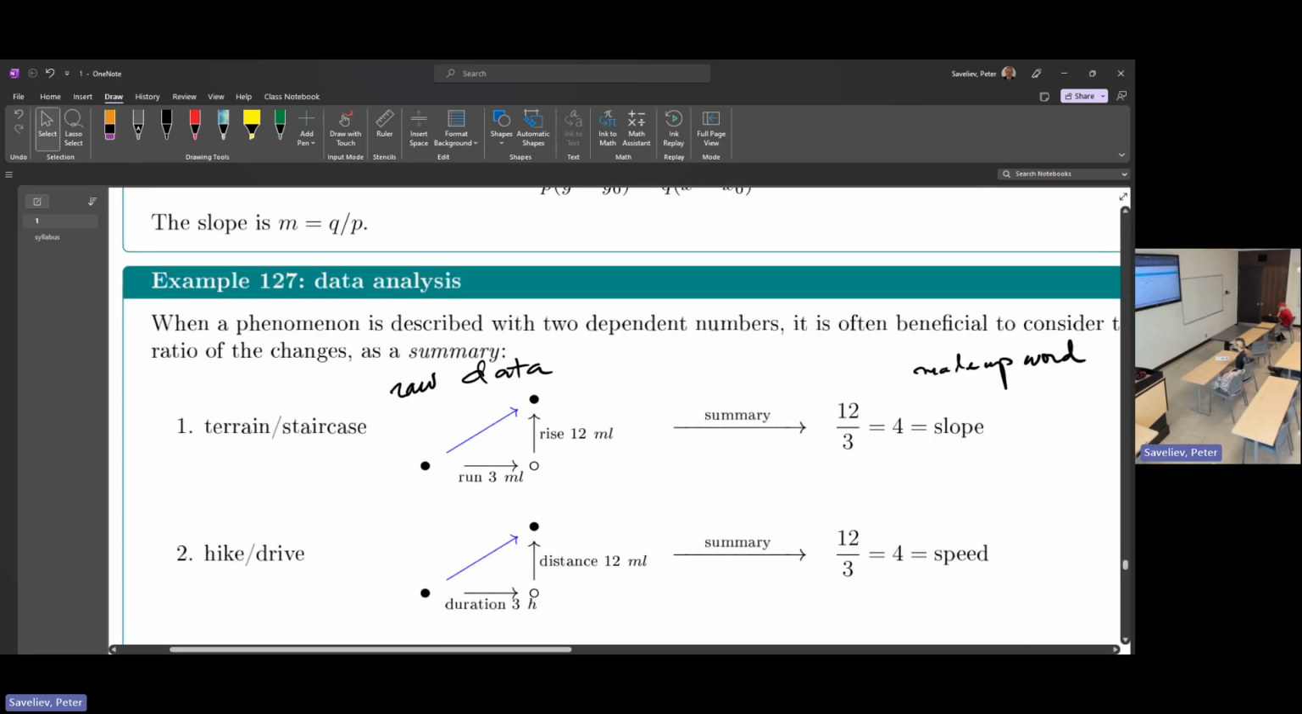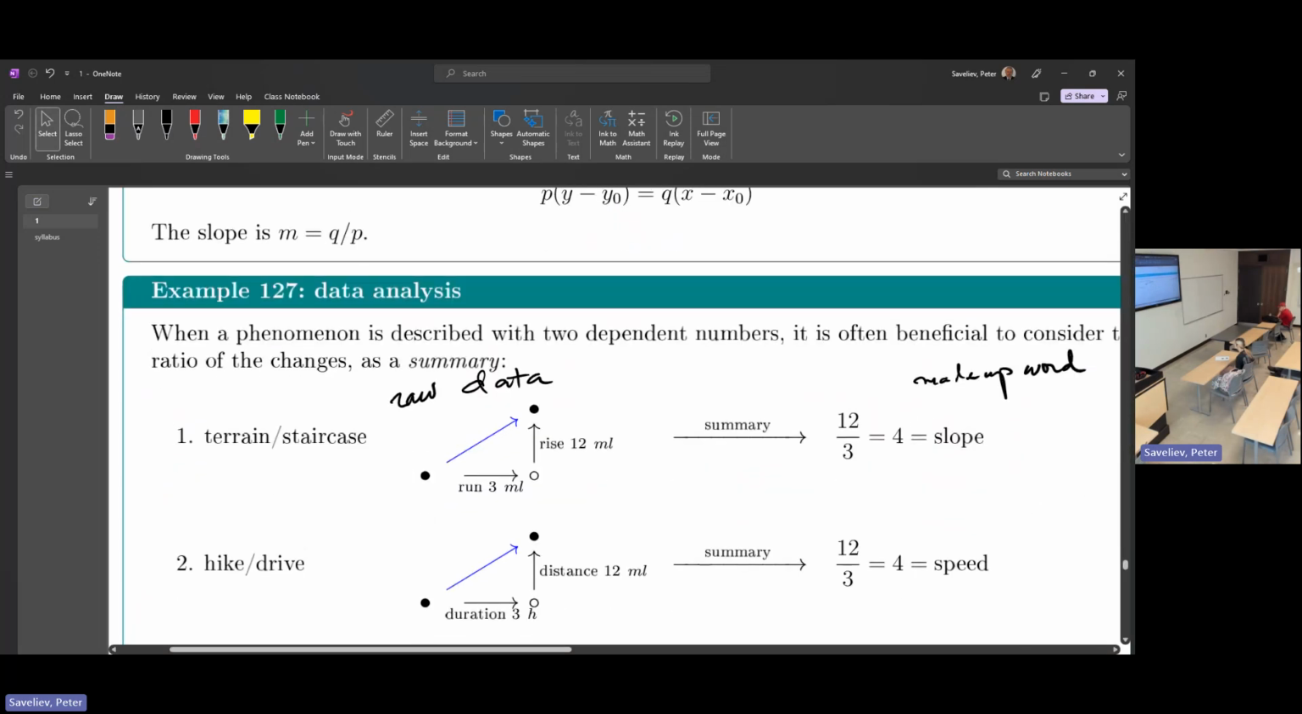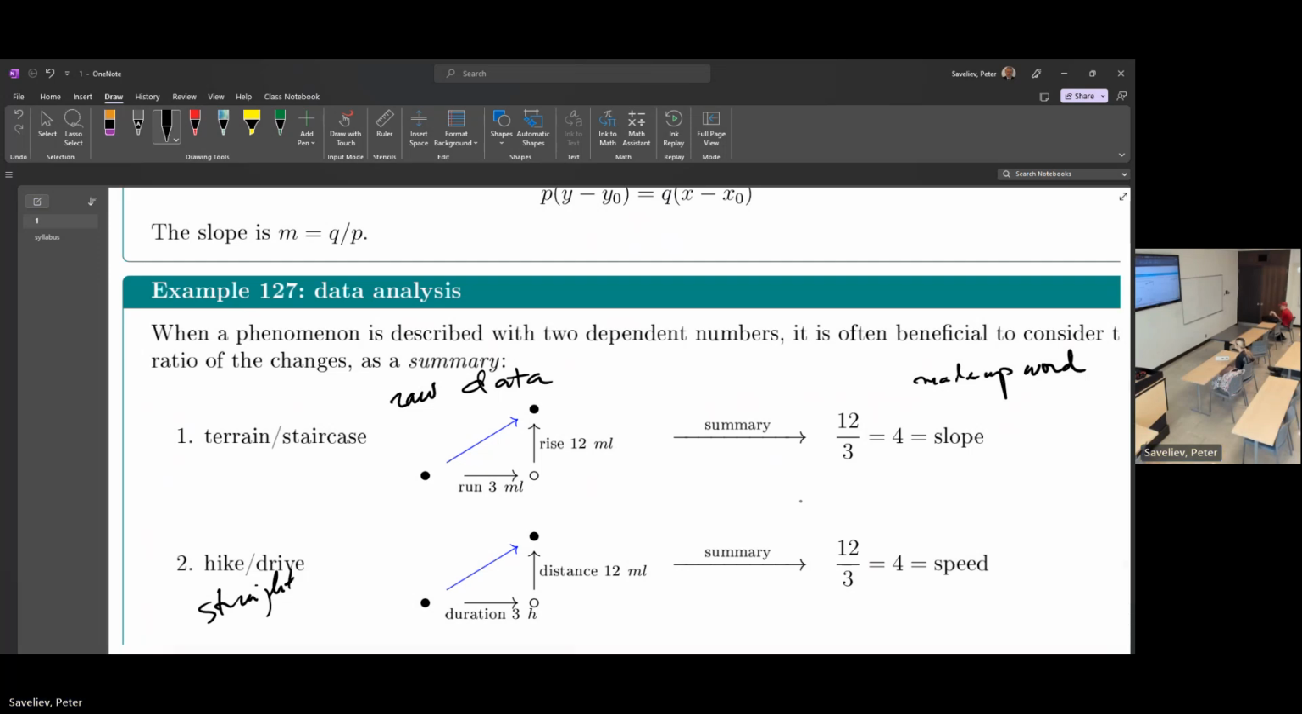Okay. So here's another one. This is definitely from calculus. Now you're walking on a straight line, and the horizontal axis is time now. So a totally different situation. It's not about geometry anymore. And then our summary is the speed. So we walked for 3 hours and covered horizontally 12 miles. We divide, we get 4, but what is 4? We call it speed.